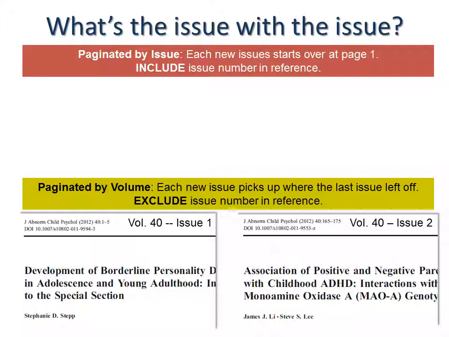Here's an example down here. If we look at Journal of Abnormal Child Psychology, this is volume 40, and this is the first article in that volume. It's numbered pages 1 through 5. Now, if we go over here and we look at the second issue that came out in volume 40, this is the first paper, this Association of Positive and Negative Parenting, but it's paginated starting with page 165. So it picks up right where the last issue left off.